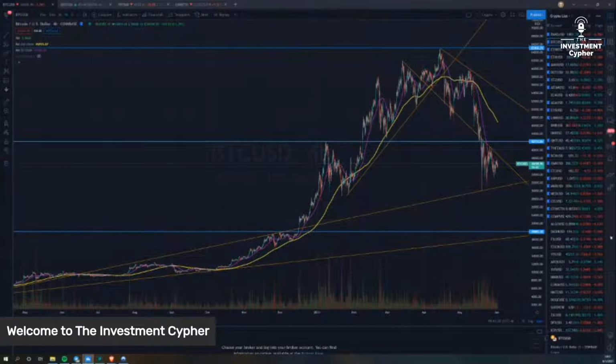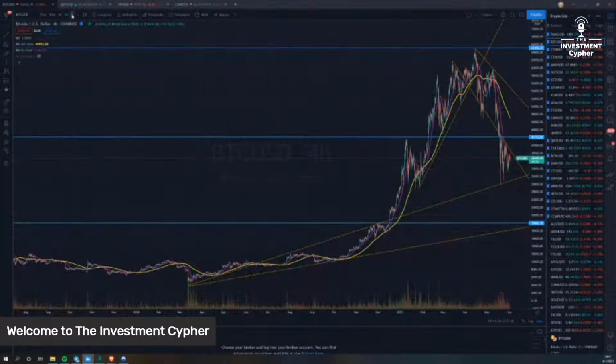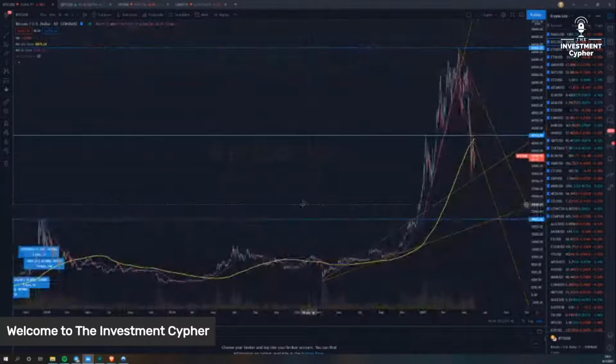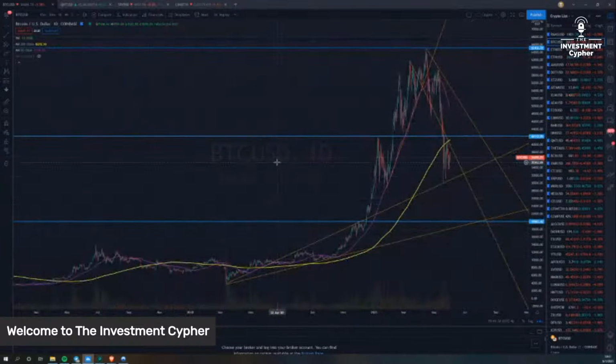And then this third one goes back a little bit further. I'll go out to the daily here. It goes out to 2017, at the all-time high in 2017. So these are the three major levels I want to keep an eye on, and you can see how the price reacts to them.